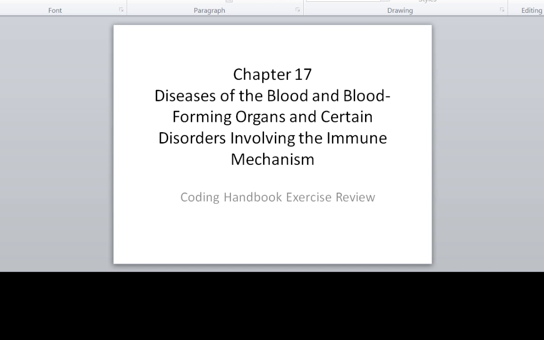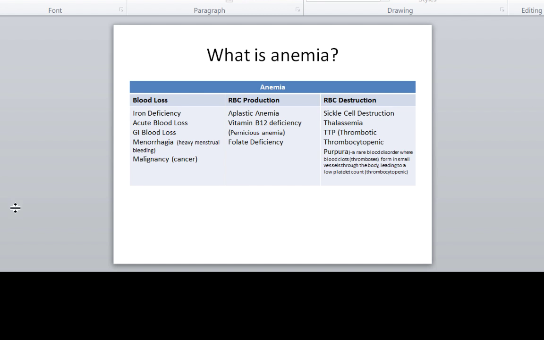Today we're going to look at Chapter 17 in the Coding Handbook. Chapter 17 corresponds to Chapter 3 in our code book. If we think of anemia three ways, it helps us to know how to code it. There's blood loss anemia. There's anemia caused by factors that influence red blood cell production. And there's anemia that's caused by the red blood cells being destroyed by an illness or a disorder.